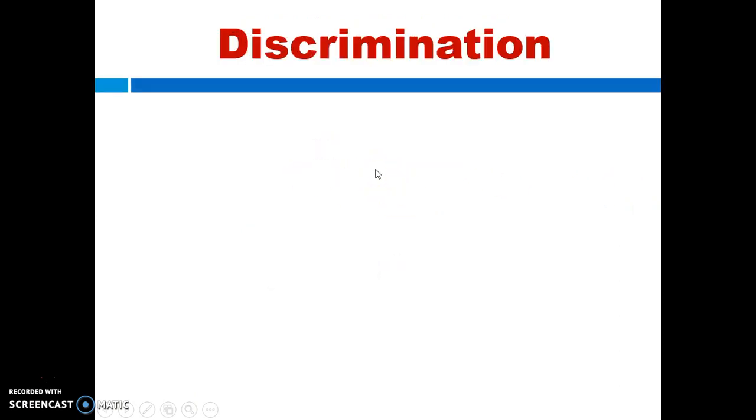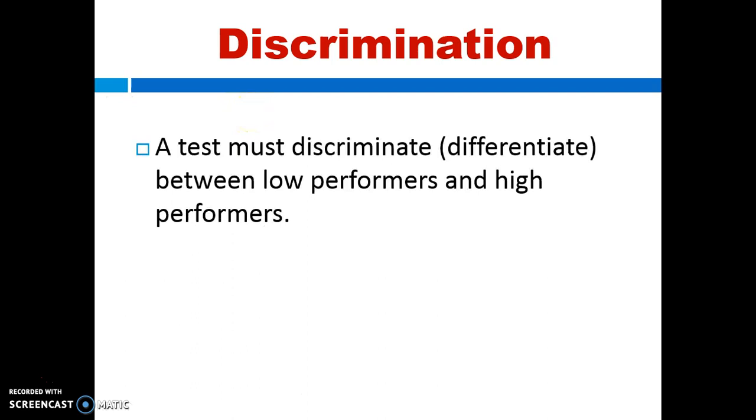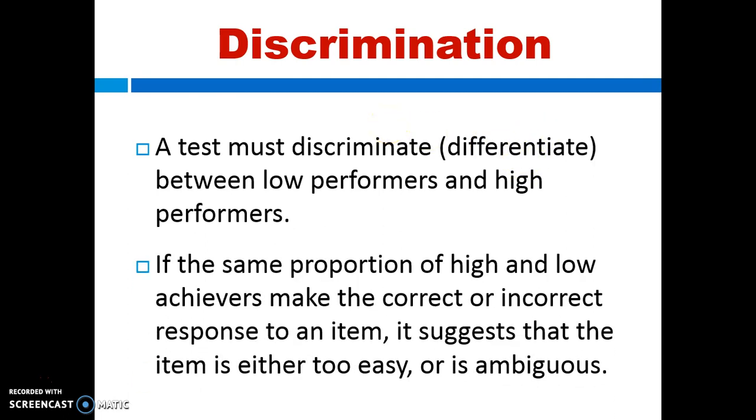So today we are going to be looking at the discrimination index. In our previous lesson, when we looked at qualities of a good test, we said that a test must discriminate. A good test must discriminate. By that we mean the test must differentiate between those low performers and high performers. If the same number of high and low achievers make the correct response or incorrect response, then that suggests that the item might be too easy or it might be ambiguous or not clear.